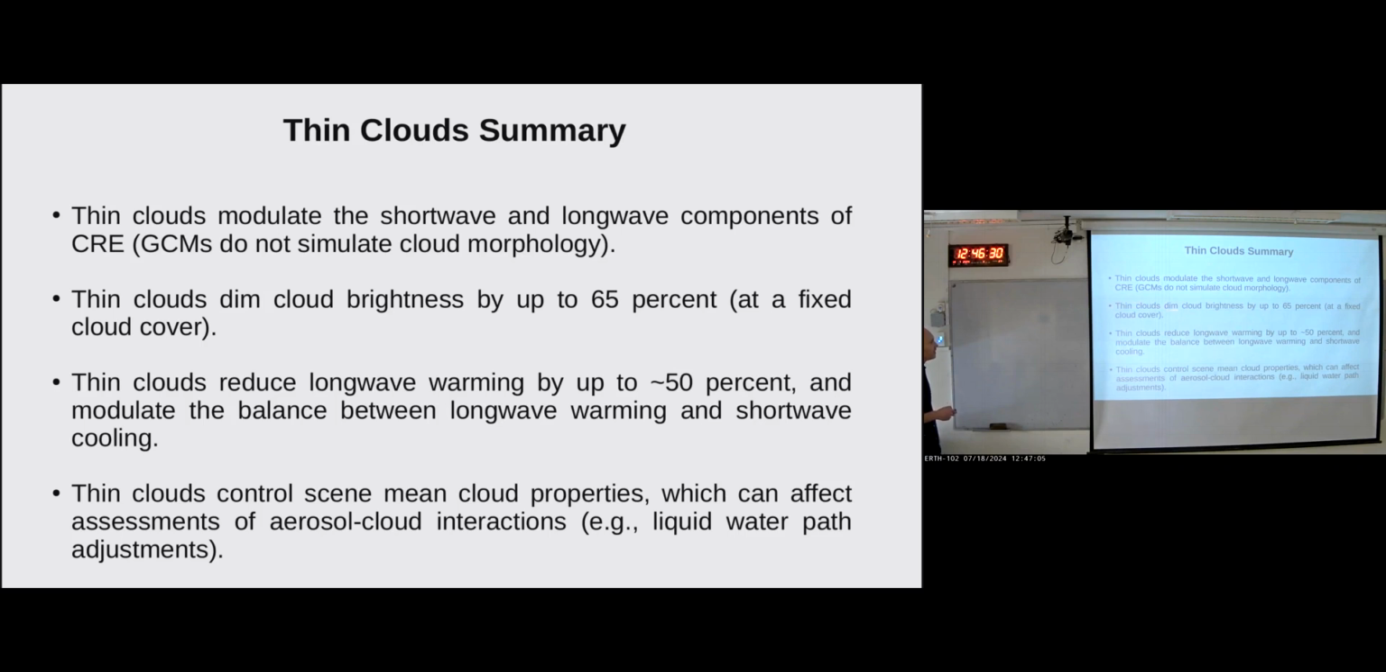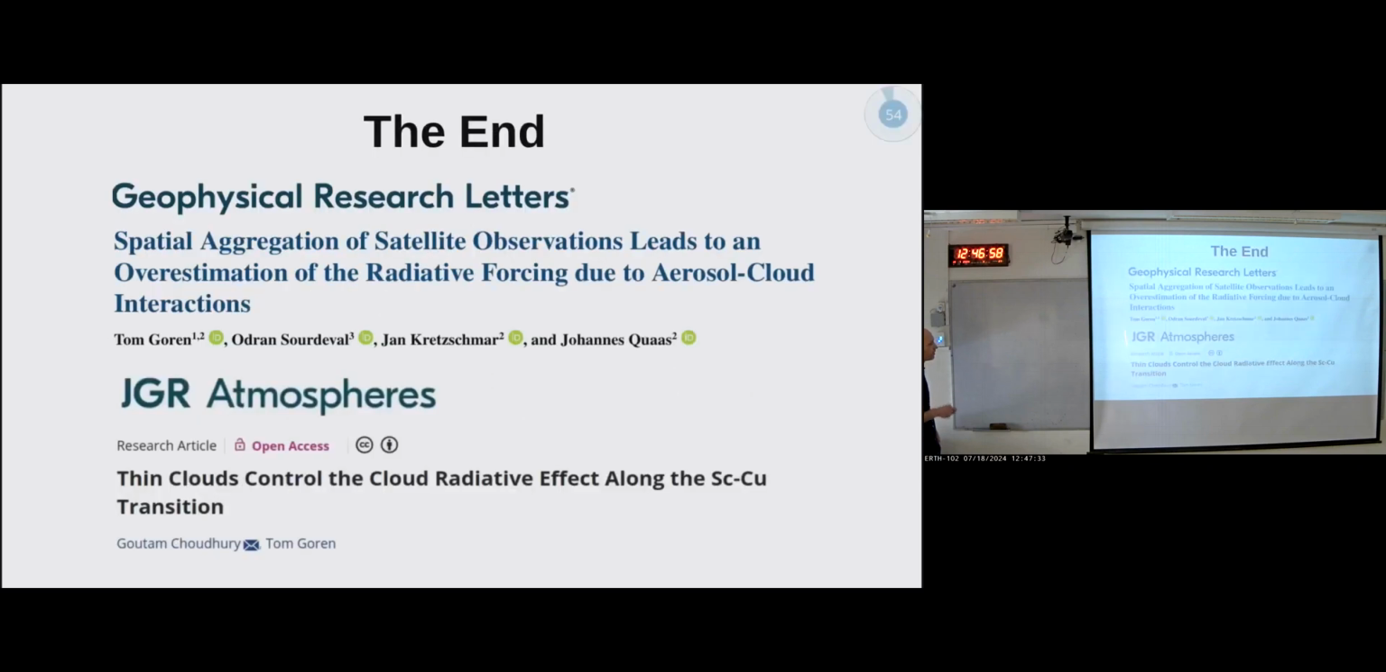And thin clouds dim cloud brightness by up to 65%. They make them less bright for a given cloud cover. Thin clouds reduce the long wave warming by up to 50%, as I showed, and they modulate the balance between the long wave warming and short wave cooling. And thin clouds also control the seeming cloud properties, which can affect assessments of aerosol-cloud interactions, like liquid water path adjustments. And the two works were published already, the two parts, and the third part is on the way about the LWP adjustments. Thank you.